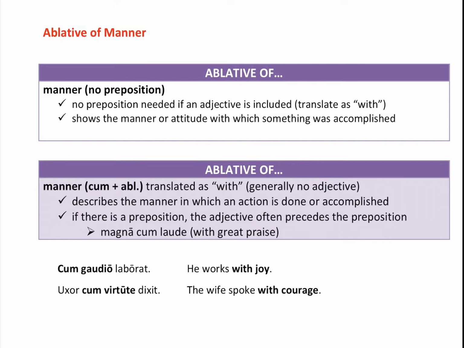So the first one we're going to review is ablative of manner. This first one here is what you should have already on your chart. We learned ablative of manner when no preposition was needed, and it just takes the ablative case. So no preposition is needed if an adjective is included, and we translate it as with. It shows the manner or attitude with which something is accomplished. So we said when it includes an adjective, you do not need to use the preposition cum. You could, but you don't need to.